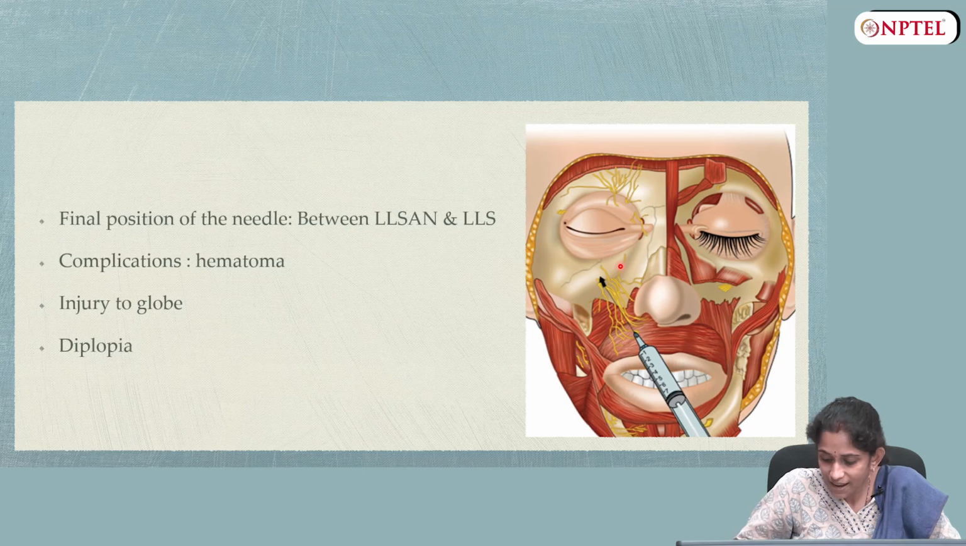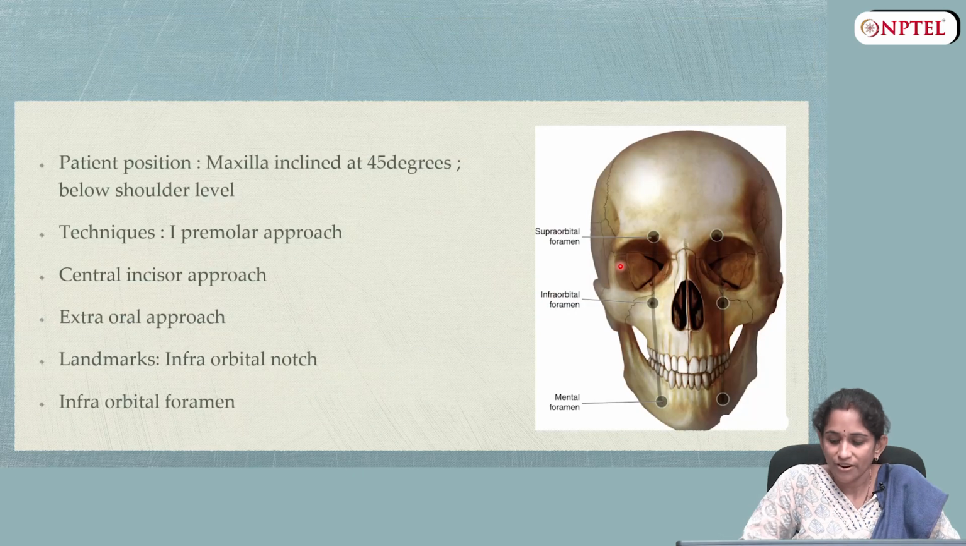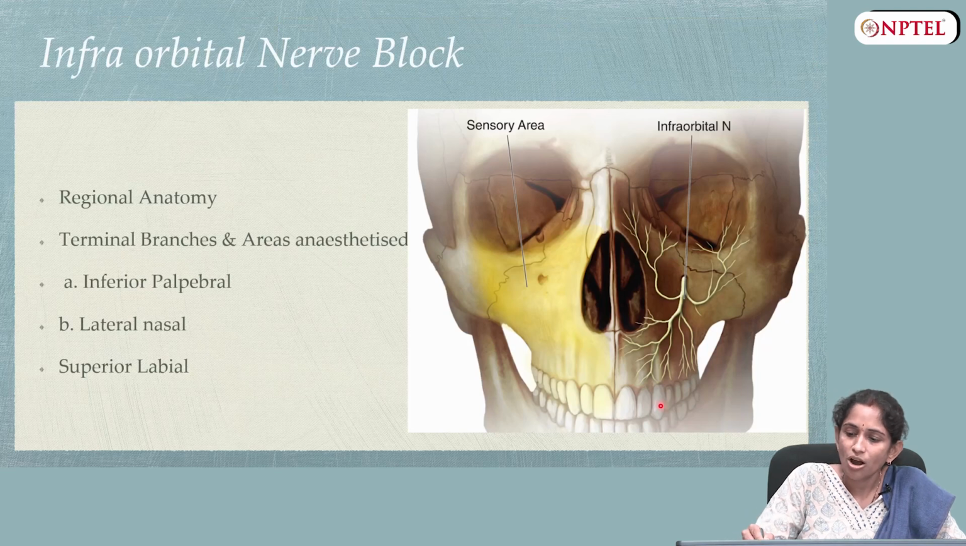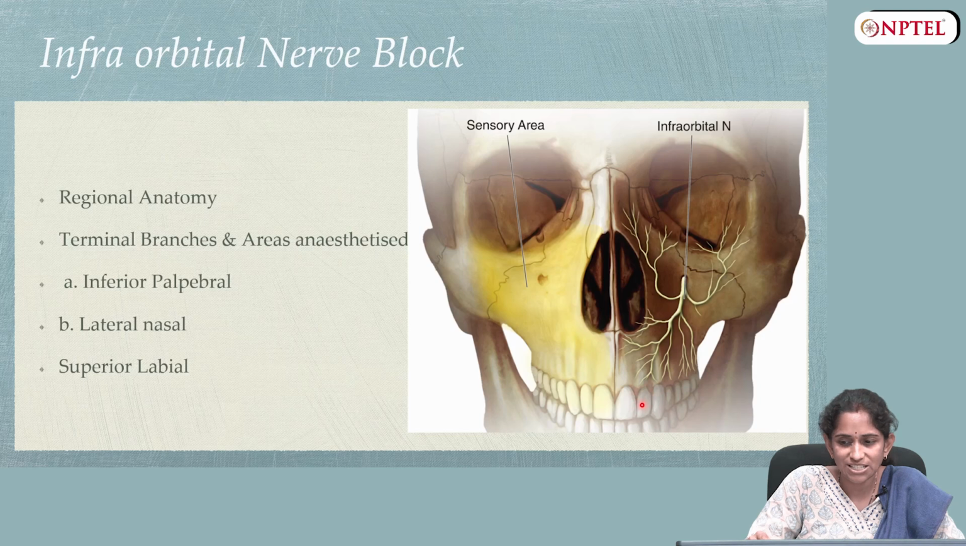Now, what are the areas that are anesthetized? As we have discussed earlier, whenever we give an infraorbital block, we give anesthesia to the central, lateral and canine teeth of the same side, and also block the upper lip, the lateral wall of the nose, and also the medial third of the orbit.